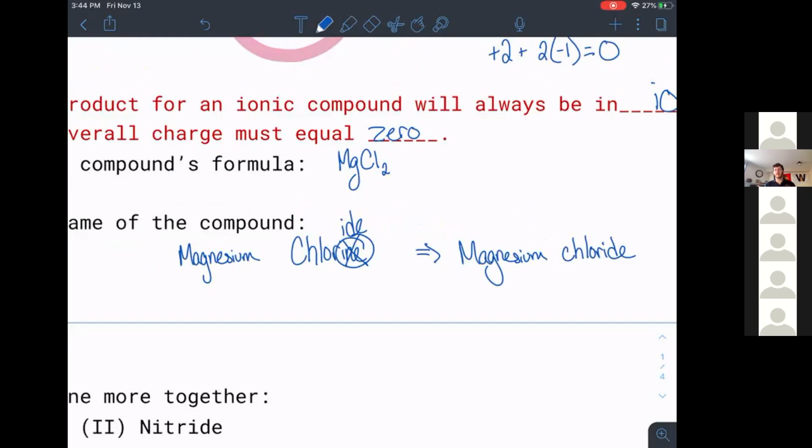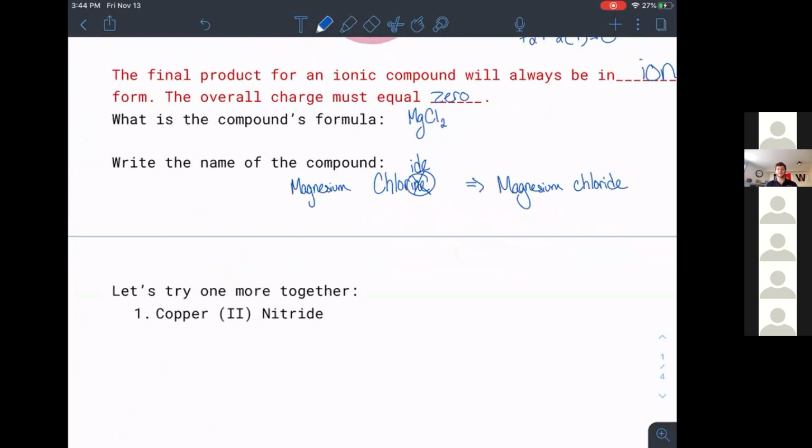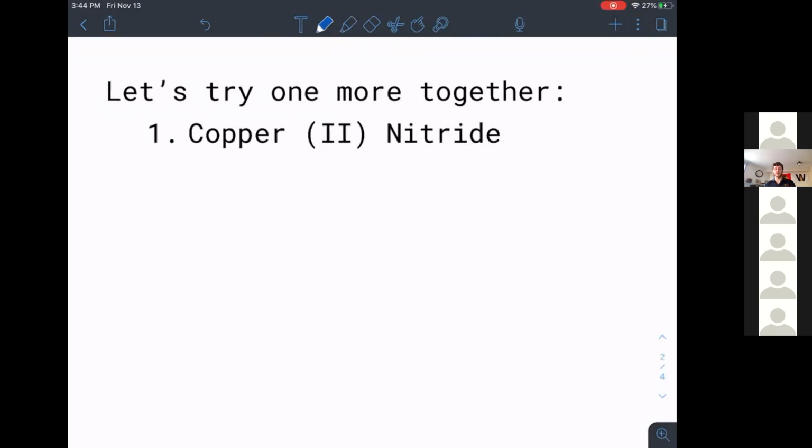Any questions on anything we've done so far on question 1? All right, we're gonna do one more problem together and then I'm gonna give you guys some to try on your own. So this one says copper 2 nitride. This one already gave us the name. So what is our metal here? Which one of those is our metal? Copper.